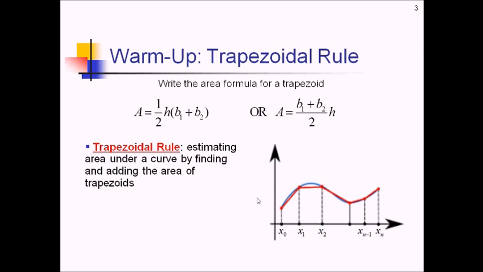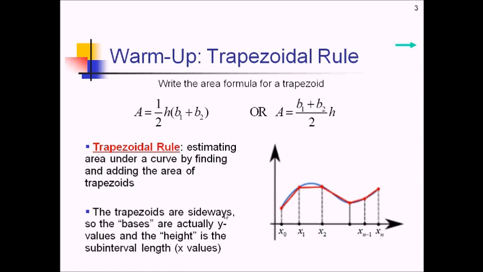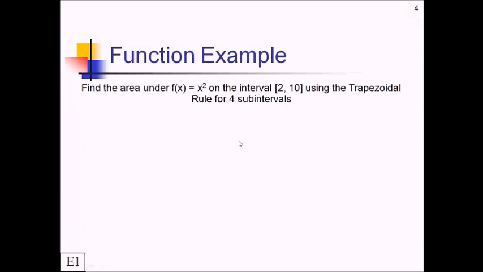The downside of this is the trapezoid formula is a little bit more complicated than the rectangle area formula. And if you'll notice here, all of these trapezoids are sideways, so the base in the trapezoid formula is actually the y value of your function, while the height of the trapezoid is going to be the delta x of your function, the subinterval length. Let's try out an example for one of these.